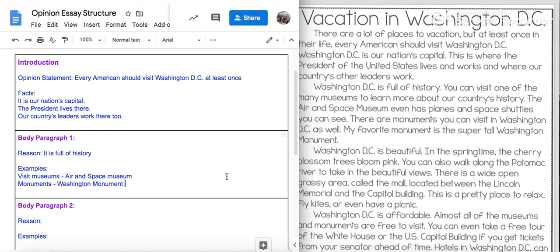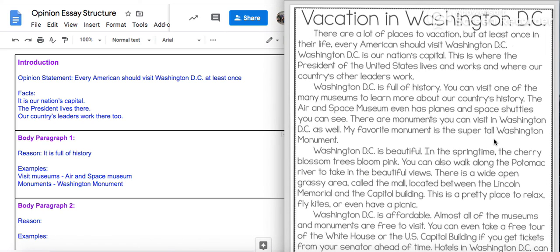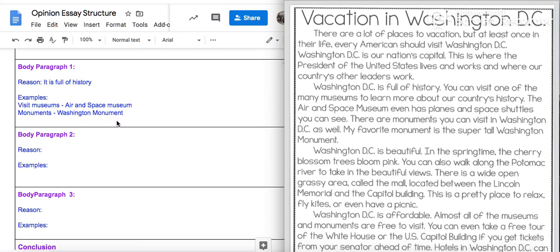So notice on the left side of your screen, I'm just kind of taking notes. This is like your outline is what I was looking for. Your outline of your essay. So I'm kind of taking this full essay and just showing you how it would look if it wasn't in an outline. Today, you're going to be writing your outline. So you're going to be coming up with your opinion statement, your facts, your reasons, and examples for each paragraph.